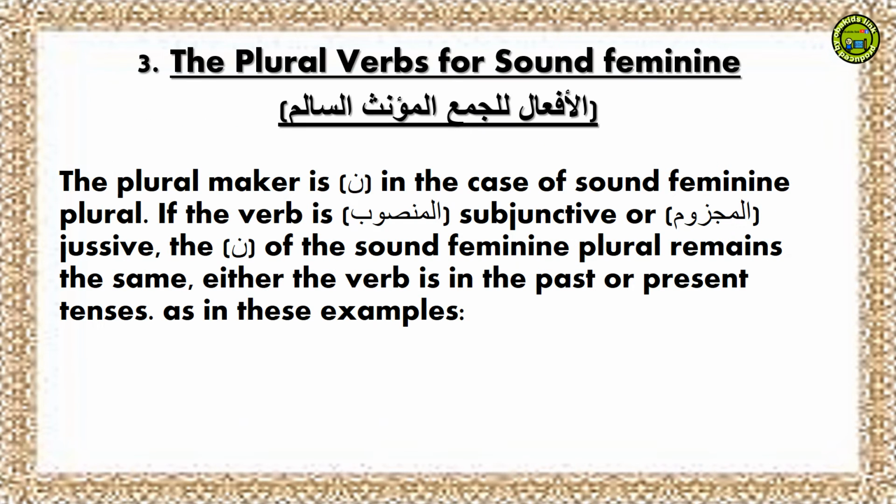3. The plural verbs for sound feminine, الأفعال للجمع المؤنث السالم. The plural marker is noon in the case of sound feminine plural. If the verb is al-mansub, subjunctive, or al-majzum, jussive, the noon of the sound feminine plural remains the same. Either the verb is in the past or present tenses, as in these examples.